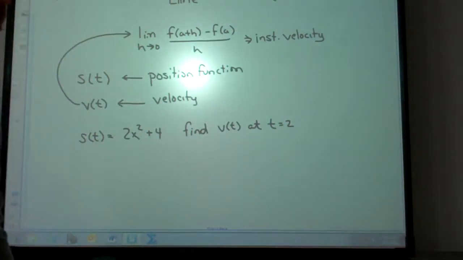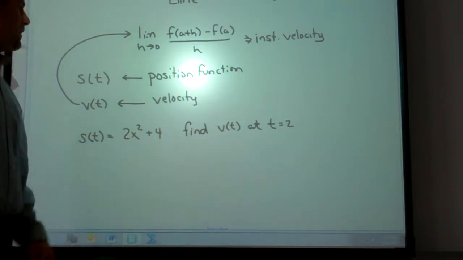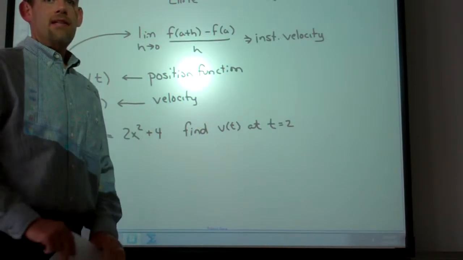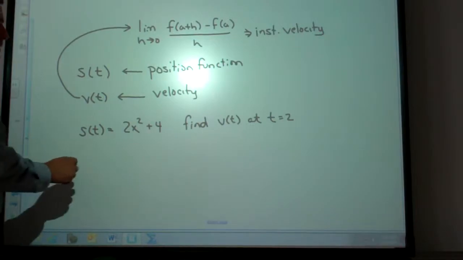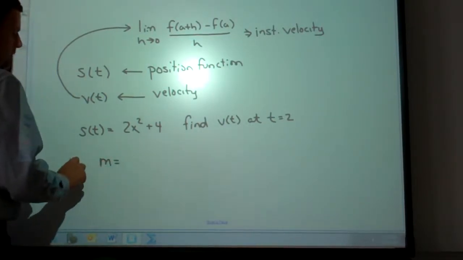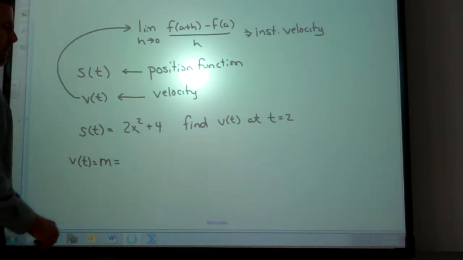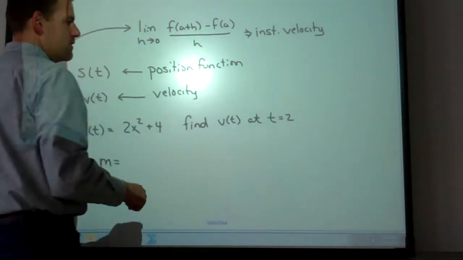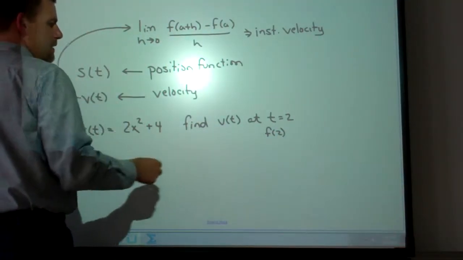So, for instance, just taking something that we've already done before, if our position function for a particle is represented by the equation 2x squared plus 4, and we want to find the velocity of that particle at t equals 2, all we have to do is go ahead and look at the limit definition for the slope of the tangent line and to find v of t. So v of t is the same as m, and we know that v of t is going to be f of a plus h. So when t is 2, I guess we need to find f of 2. F of 2 is going to be 4, 8, 12.